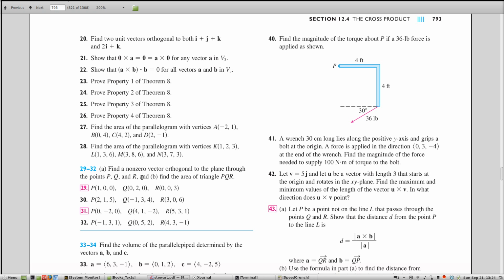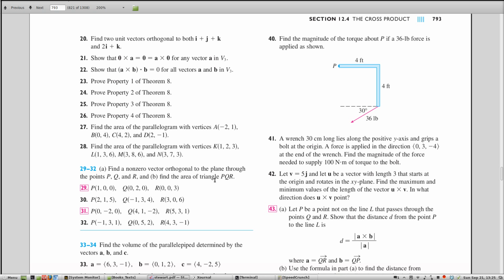Number 29, find a non-zero vector orthogonal to the plane through the points P, Q, and R. How do you do that? So these are 3 points. 3 points determine a plane. If you look at the vector PQ and the vector PR, something orthogonal to the plane is just going to be the cross product of PQ and PR. So the answer for 29 here is going to be the cross product of PQ and PR.